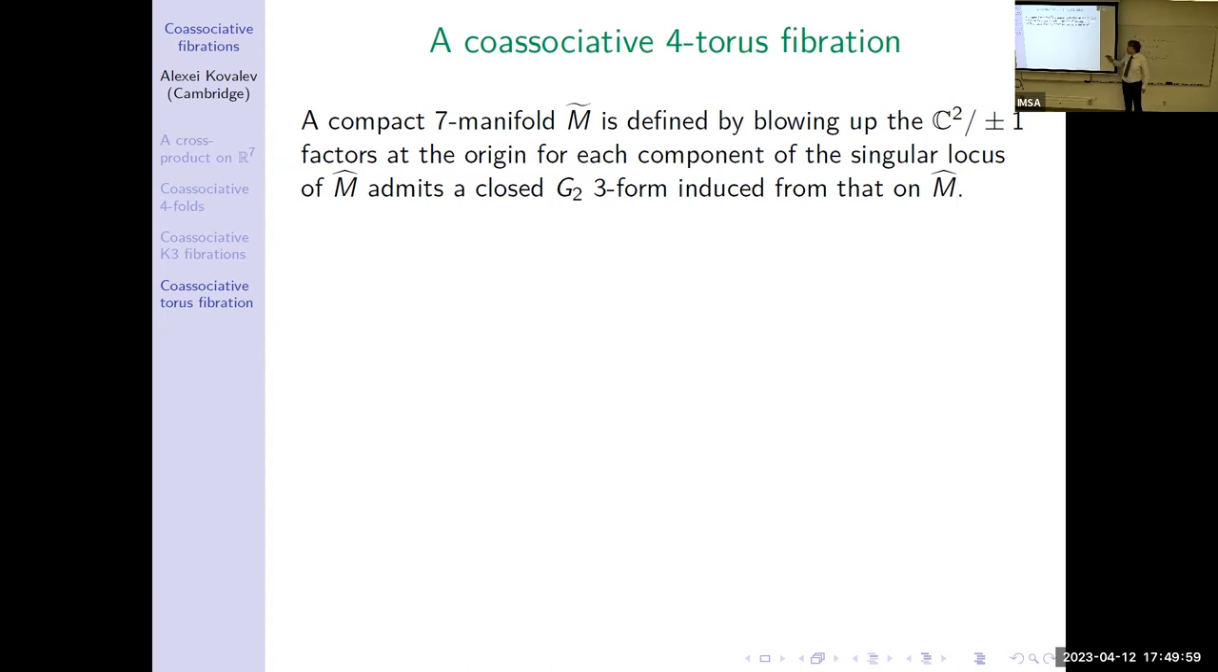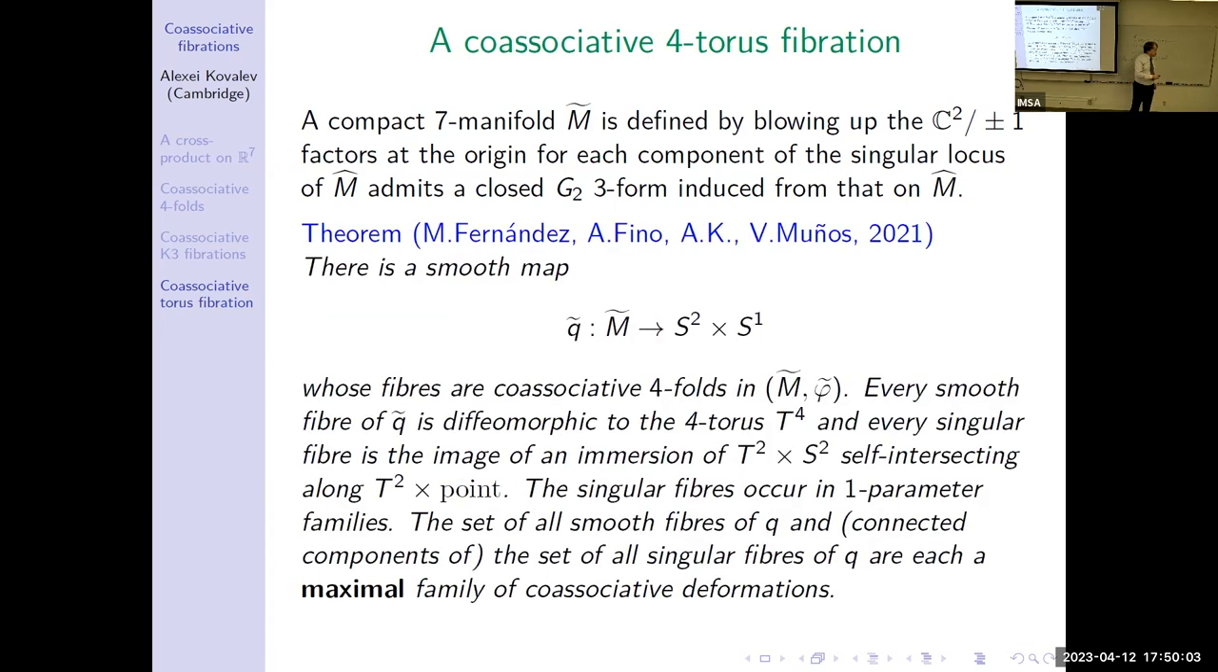But up to this smoothing, it's quite explicit. It can be written in full coordinates. It's just a long expression. So anyway, I'll jump to one of the results that is proved. It's a joint work with the co-authors Marisa Fernandez, Anna Fina, and Vicente Munoz. We studied different questions about this M tilde, but among other things, we were able to show that this M tilde does have a fibration with typical fiber a co-associative torus.